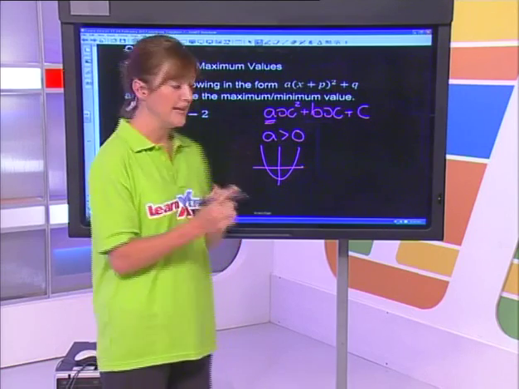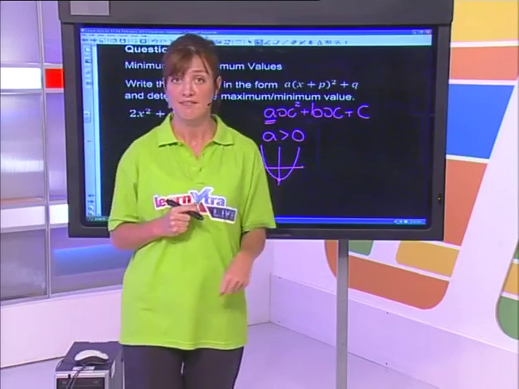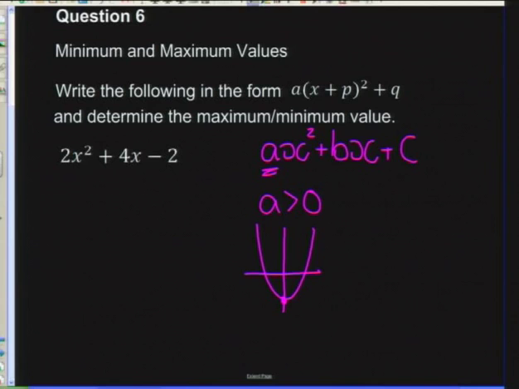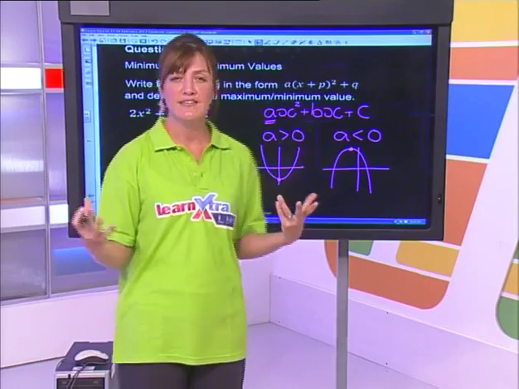So the turning point of our parabola would be right down there at its minimum value, all right? And if our value for a was less than naught, so in other words, it was negative, we would get a parabola that would be frowning. And it would look something like that. So my turning point would be at its maximum value, all right? So therefore, I hope this is starting to make sense to you guys.